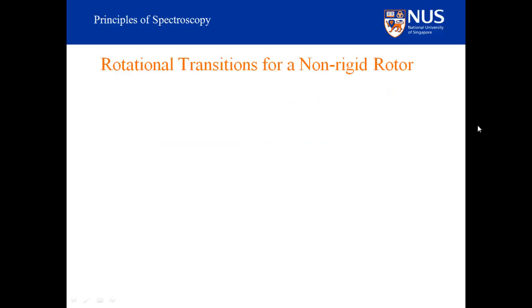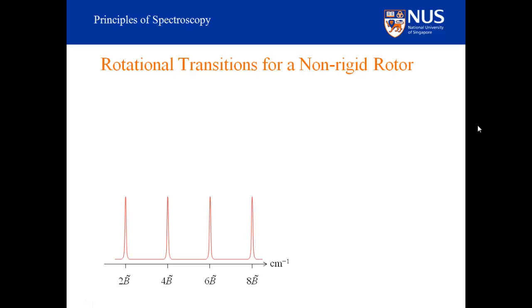In terms of the spectrum, what will this effect look like? Well, this is my rigid rotor spectrum, and this is the spectrum I get for the non-rigid rotor. The lines are at a slightly lower frequency, and the gap is getting smaller and smaller as we go to higher and higher J values.